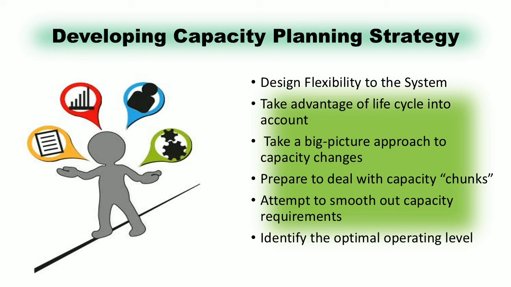So in order for the organization to obtain an effective capacity plan, the following strategies are highly recommended. Design flexibility to the system. Take advantage of life cycle into account. Take a big picture approach to capacity changes. Prepare to deal with capacity chunks. Attempt to smooth out capacity requirements. And identify the optimal operating level.